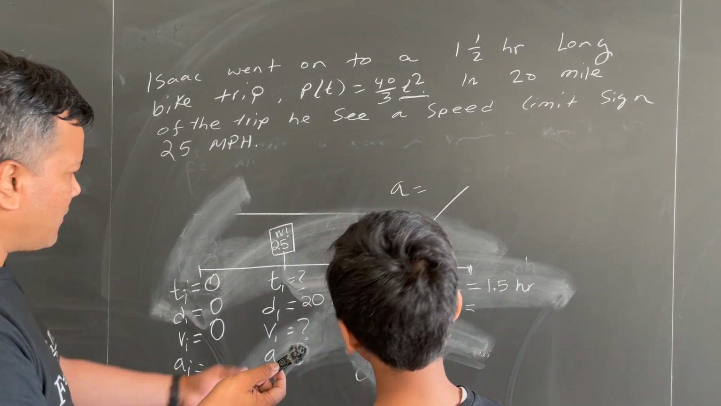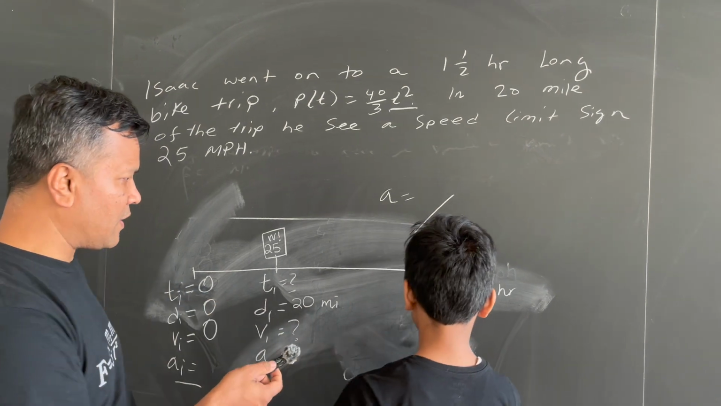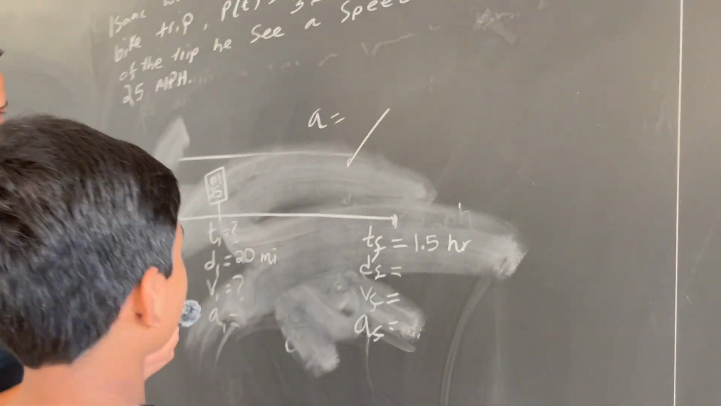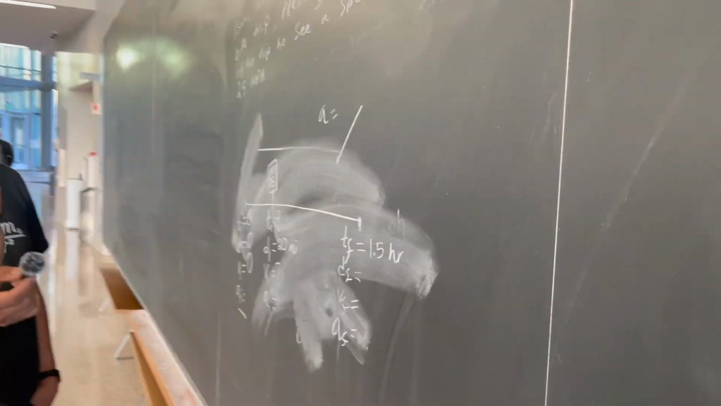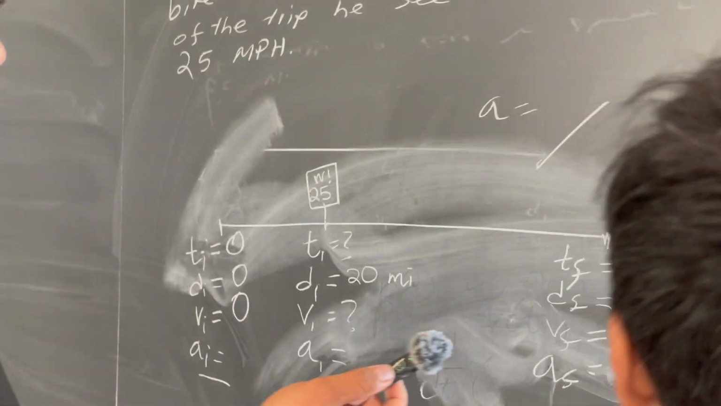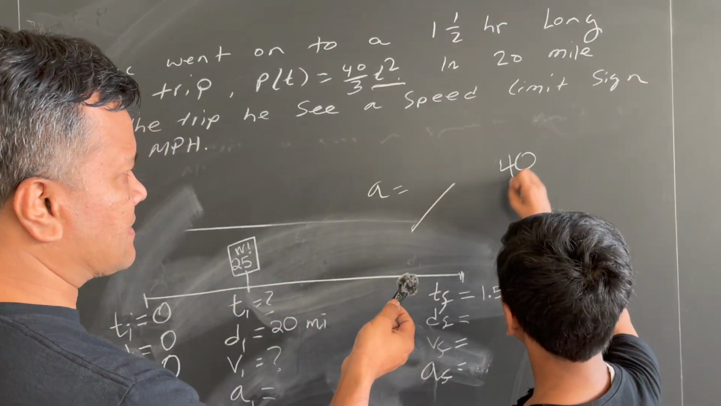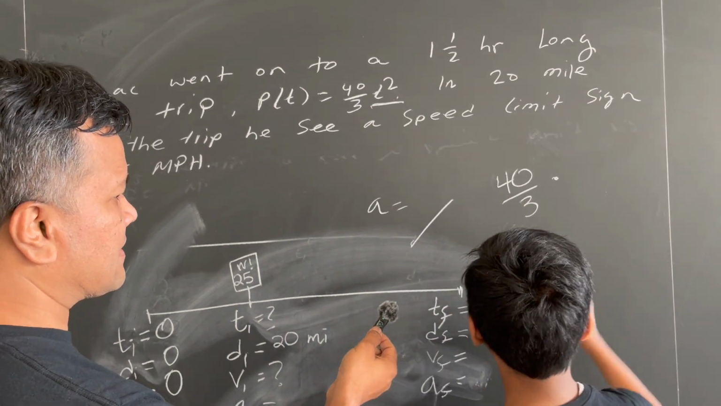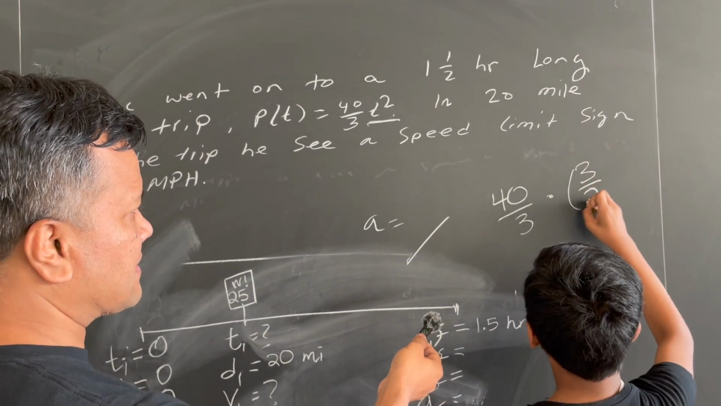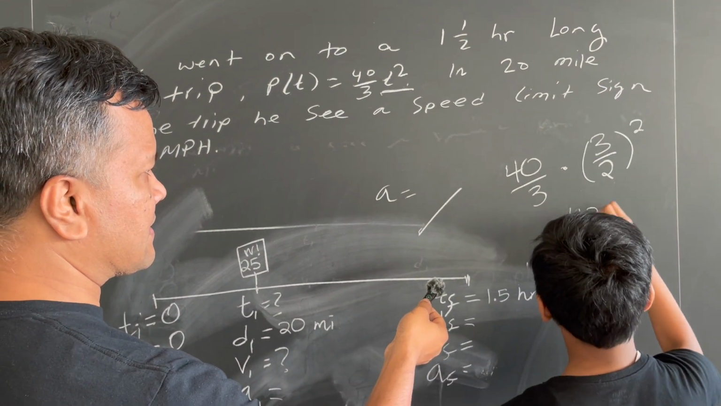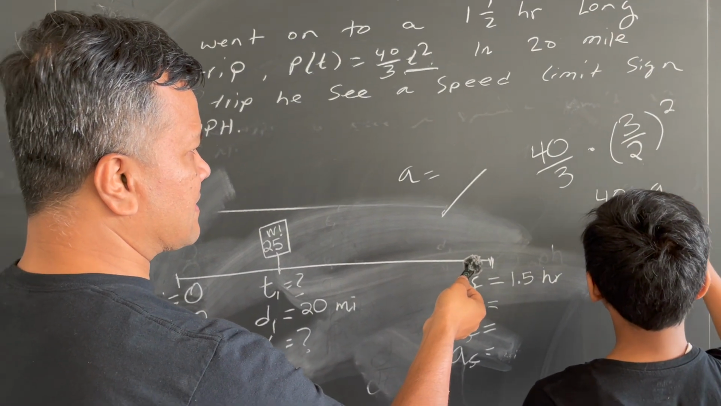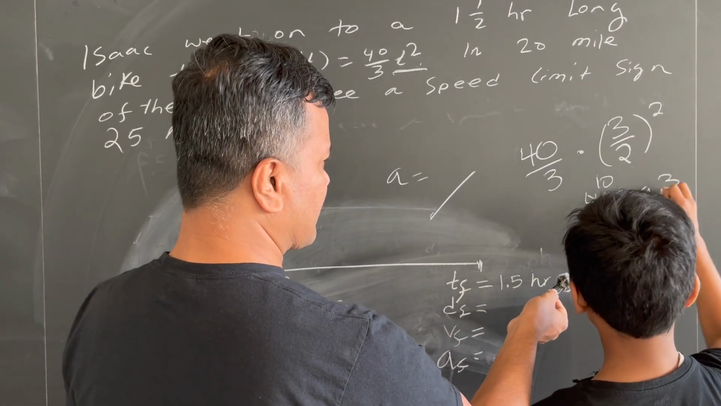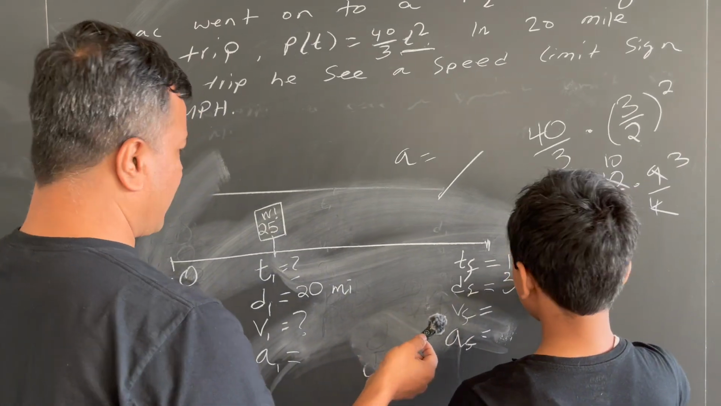All right. So what is the D final? Well, it's pretty easy to calculate that, even though we don't know it beforehand, because we know T here is 1.5 or 3/2. So we just multiply that in, and we get 40/3 times 9/4, which is equal to 30 miles.